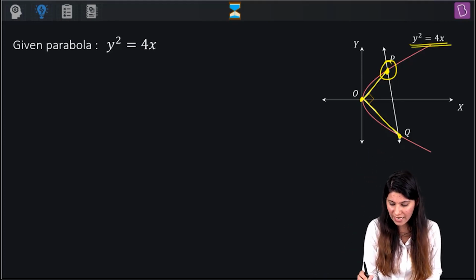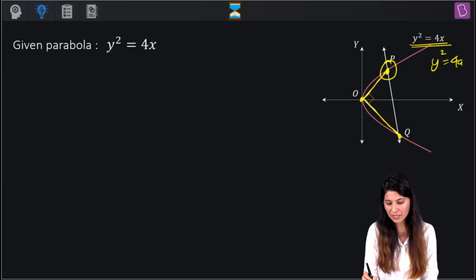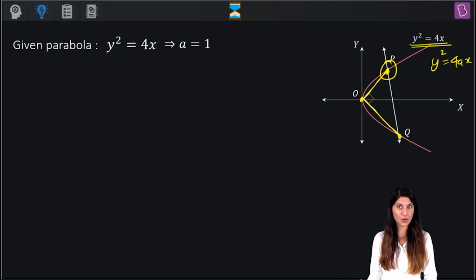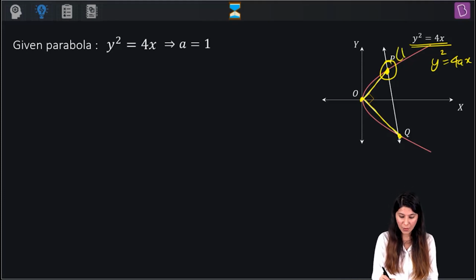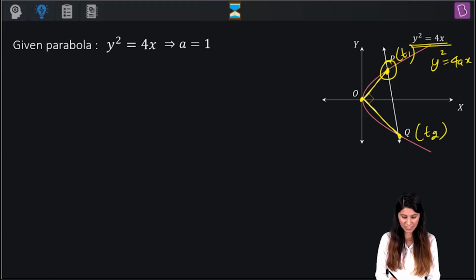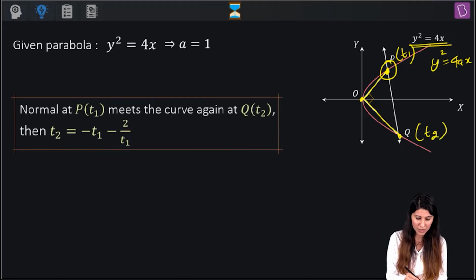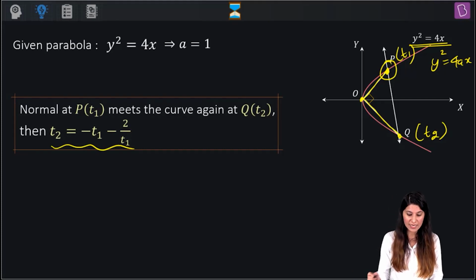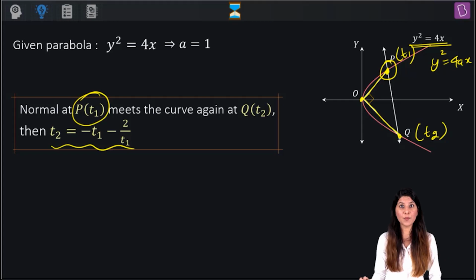Let's compare it with the standard parabola y square equals 4ax, where a equals 1. We all know the condition of the normal at point P. Let's say the normal at T1 meets the curve again at T2. The extremely important condition is T2 equals minus T1 minus 2 by T1. Here T1 is the point of normal. Please don't forget this. You cannot interchange T1 and T2. T1 is the point of normal.